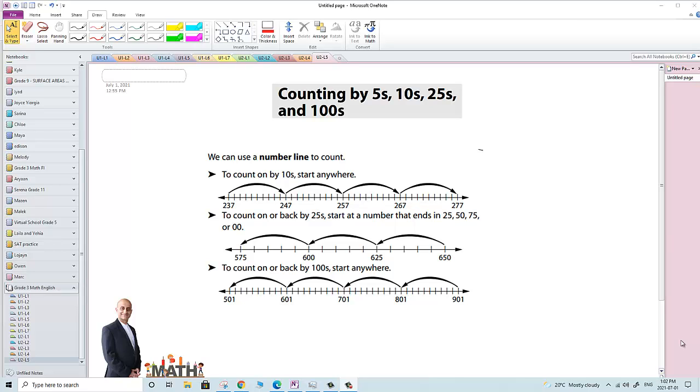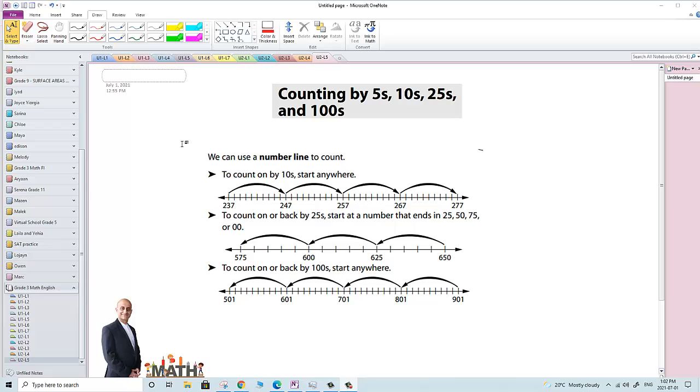Good morning, students. Now we are going to see what is the best strategy to count by 5 or 10 or 25 or 100. Actually, we can use the number line to count or to skip by 5 or 10 or 25 or 100. This is something additional to the addition in general.